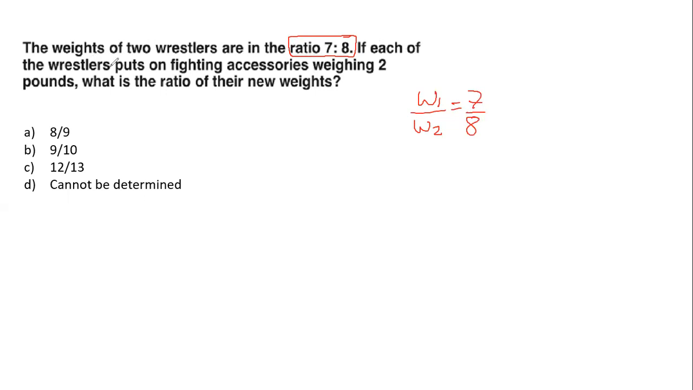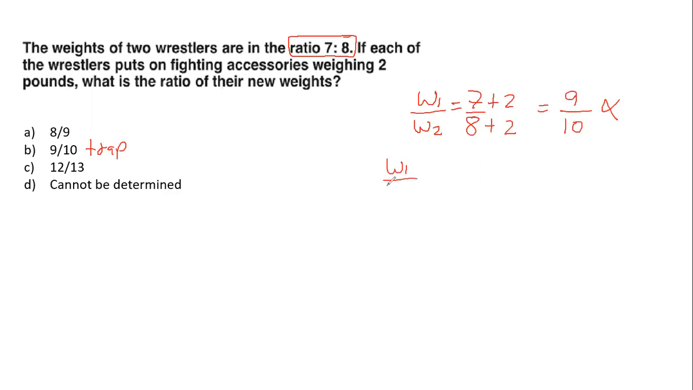Now if each of the wrestlers puts on fighting accessories weighing 2 pounds, what is the ratio of their new weights? So generally the mistake here is we believe in our head that the weight of the wrestler is 7, the weight of the second wrestler is 8, and I will add 2 pounds to both of them and the new ratio will become 9/10. And that's the new ratio and I'll mark B and move. But as we learned, guys, this is a trap. This is a trap answer. So be careful, we'll not do it like this.